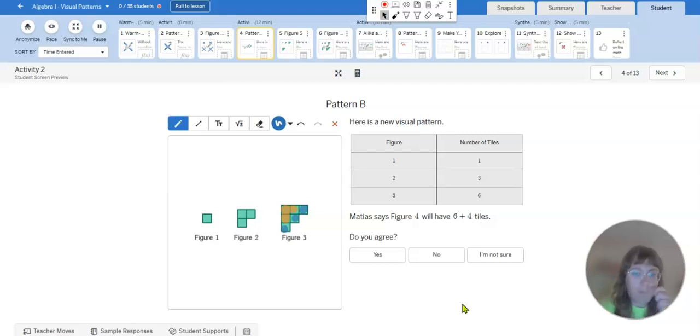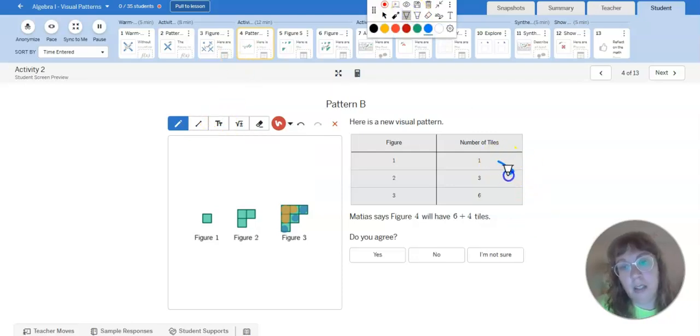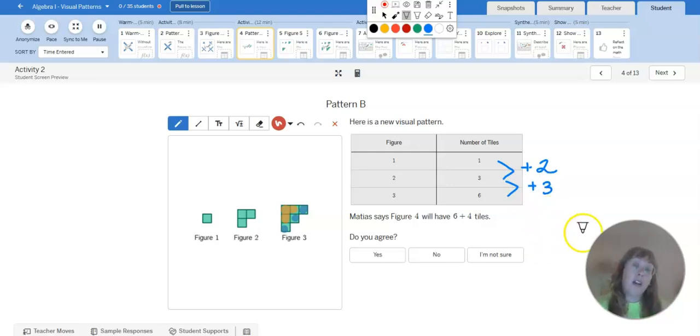Matthias says that figure 4 is going to have 6 plus 4 tiles. Let's take a look at what we think. So we're going to notice the pattern in the table. To go from 1 tile to 3, we added 2. Then to go from 3 to 6, we added 3. So for figure 4, it looks like the amount that we're adding each time is increasing by 1.